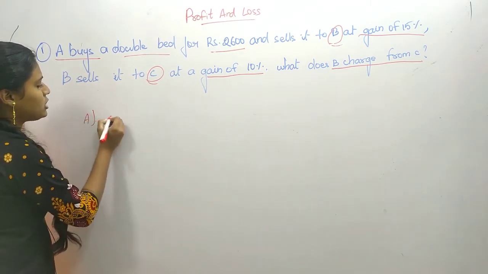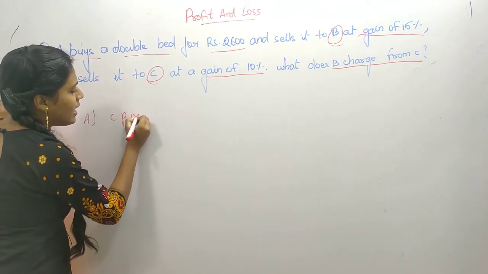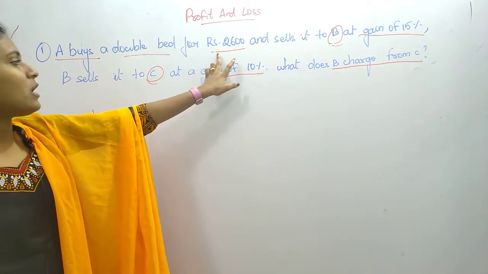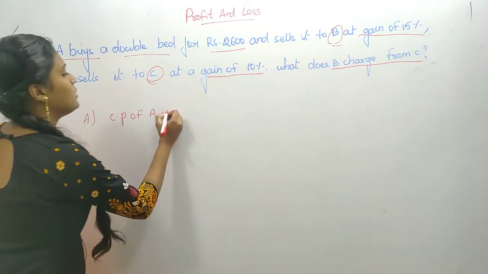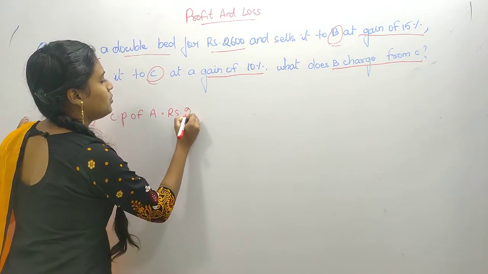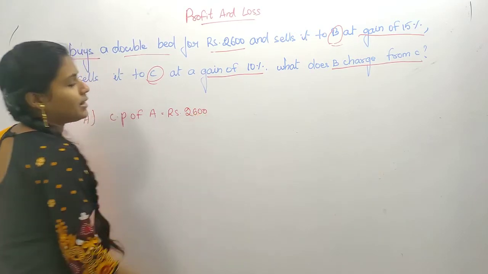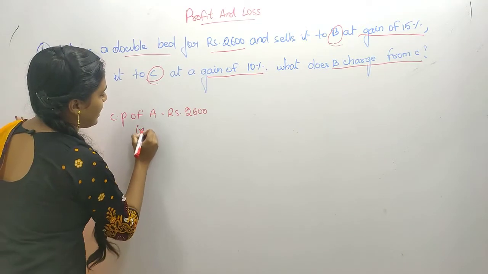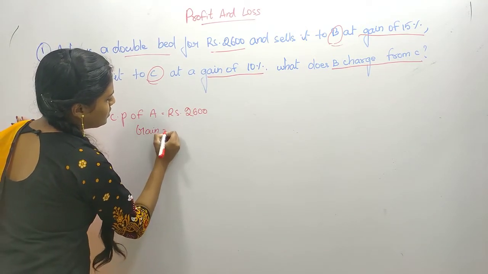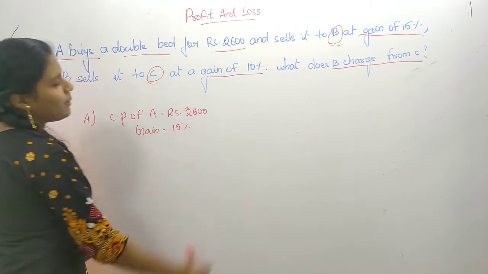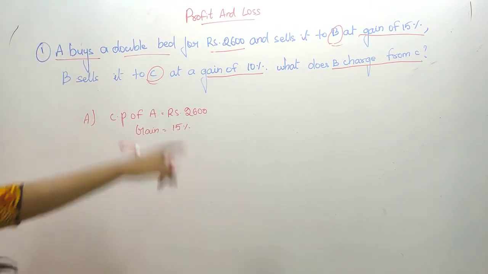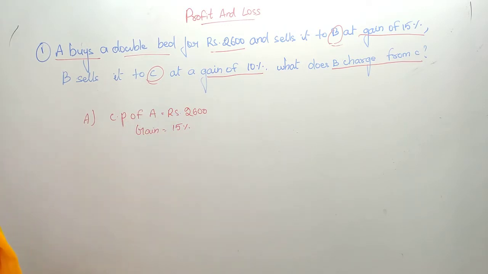Solution. Cost price of A, how much is it given? Rupees 2600. Gain is 15%, which is given in the question. He sold to B at a gain of 15%. Then what will we do next? We have to find the cost price of B.